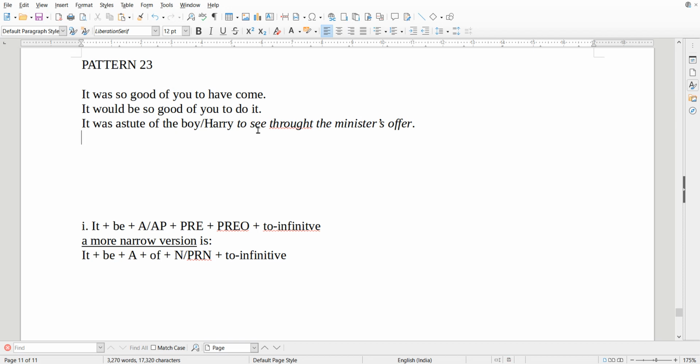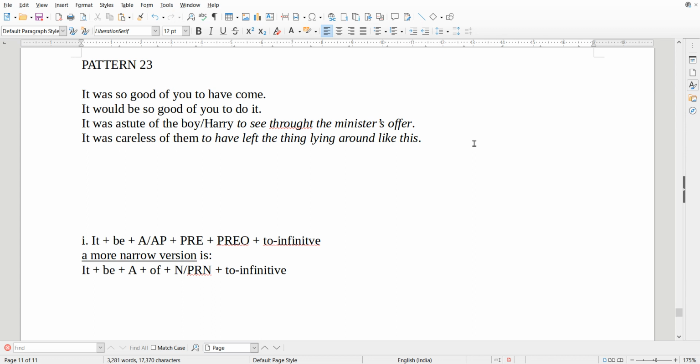I'm sorry about the noise. It was careless of them to have left the thing lying around like this. So this is again an infinitive phrase, and careless is an adjective. That's easy enough. Let's move on to the next one.